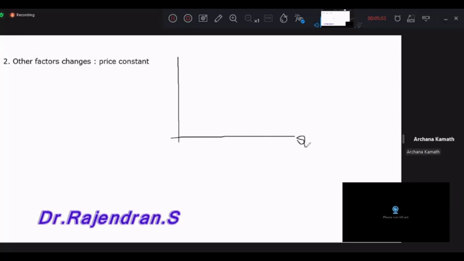So quantity demanded and price of the commodity. The demand curve is a downward sloping curve. I was initially purchasing Q1 quantity. What could have led me to purchase more of it, Q2 quantity, or less of it, Q3 quantity? What could be the possible reason?